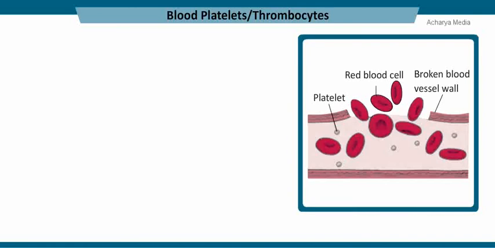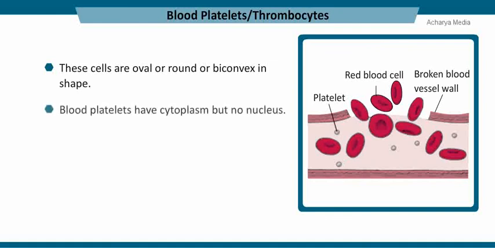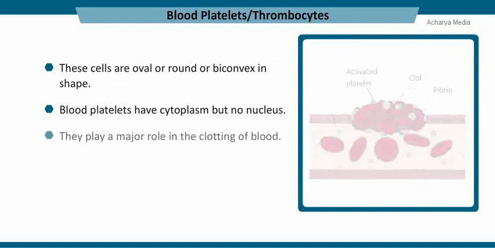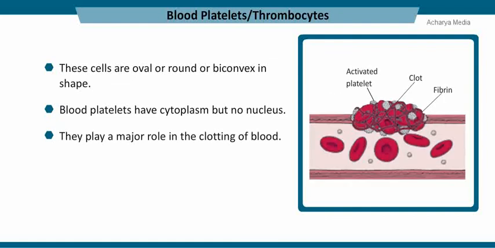Blood platelets are otherwise said to be thrombocytes. These cells are oval or round or biconvex in shape. These cells have cytoplasm but no nucleus. They play a major role in the clotting of blood.